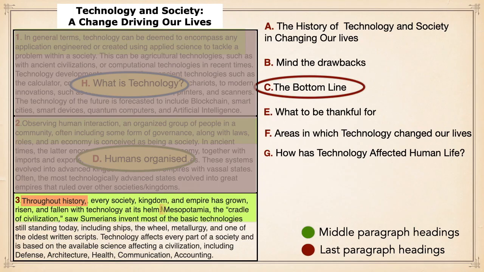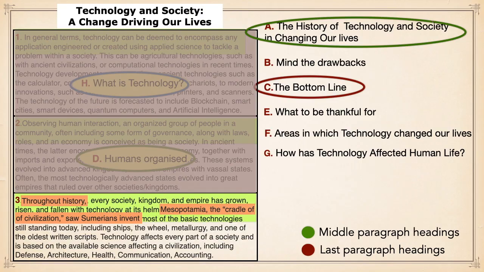Throughout history, Mesopotamia, the cradle of civilization, Sumerians. I remember now one of the headings talked about history. Here it is, heading A. Okay, this is clearly talking about history. I'll read all the headings again to quickly check. There's nothing in these two lines pointing to obstacles or drawbacks, nothing to be thankful for, no areas of technology or anything talking about how technology changed our lives.